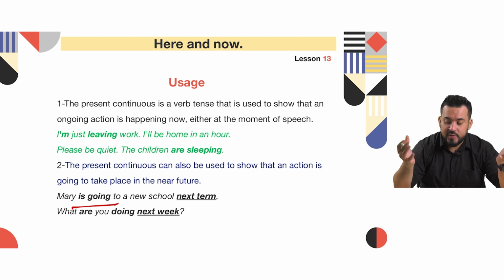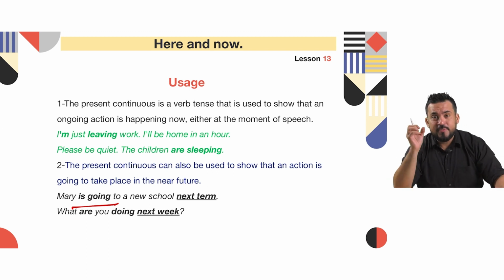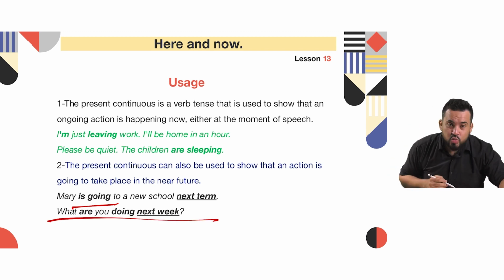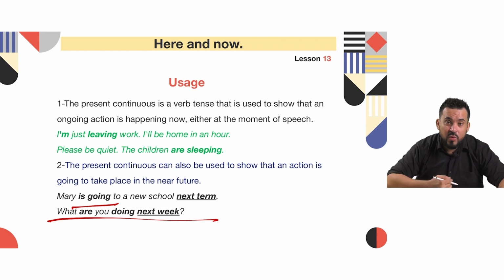What is an arrangement, you might ask? An arrangement is something we have planned and confirmed, and we are going to do in the future. This is called an arrangement, confirmed plans that you are already doing in the future. We use a present continuous. What are you doing next week? It means, do you have any arrangements for next week? What are you doing next week?